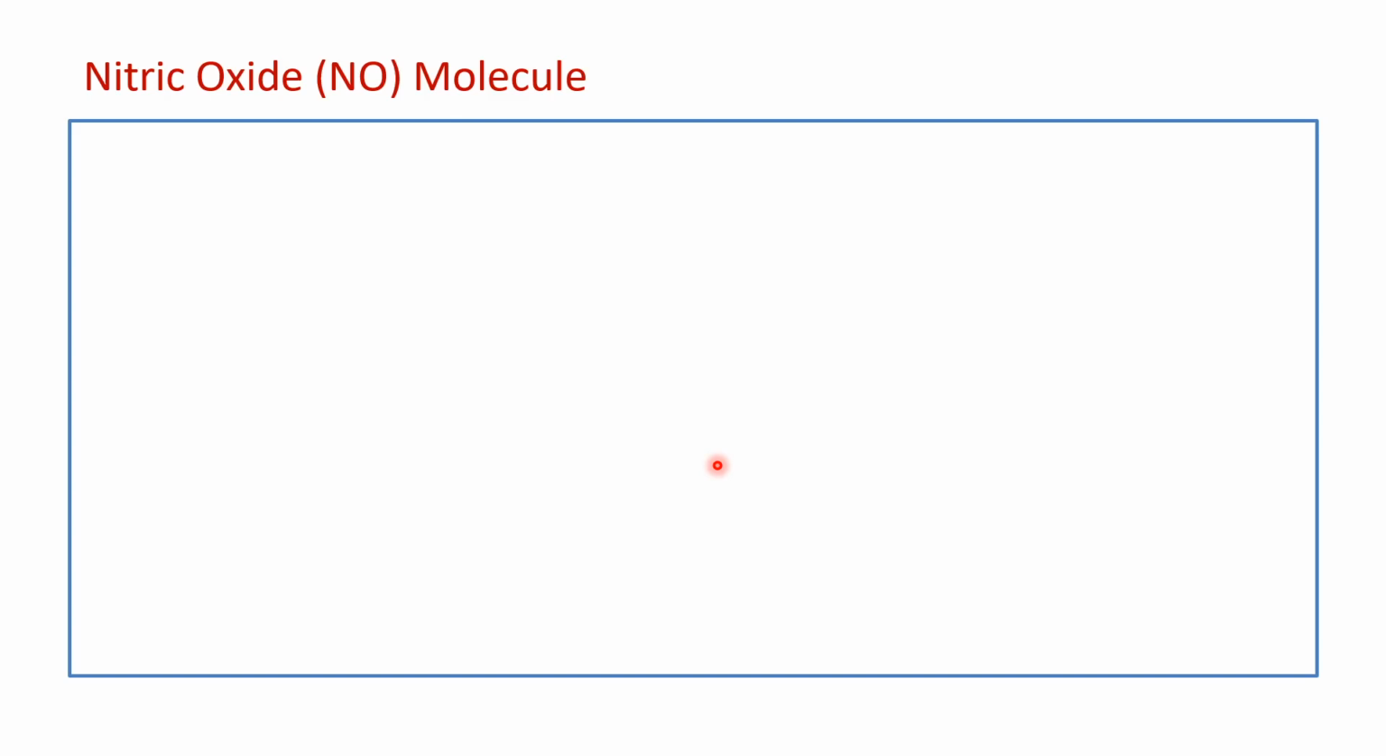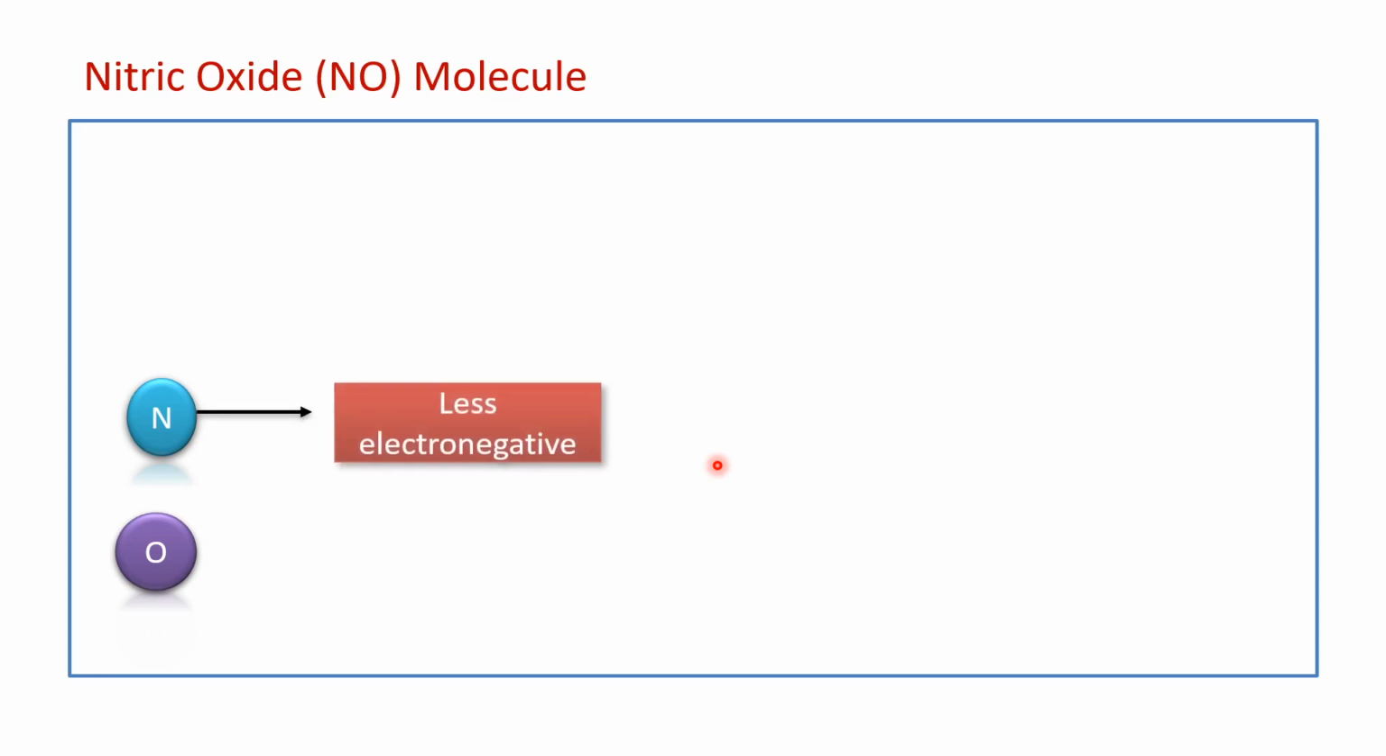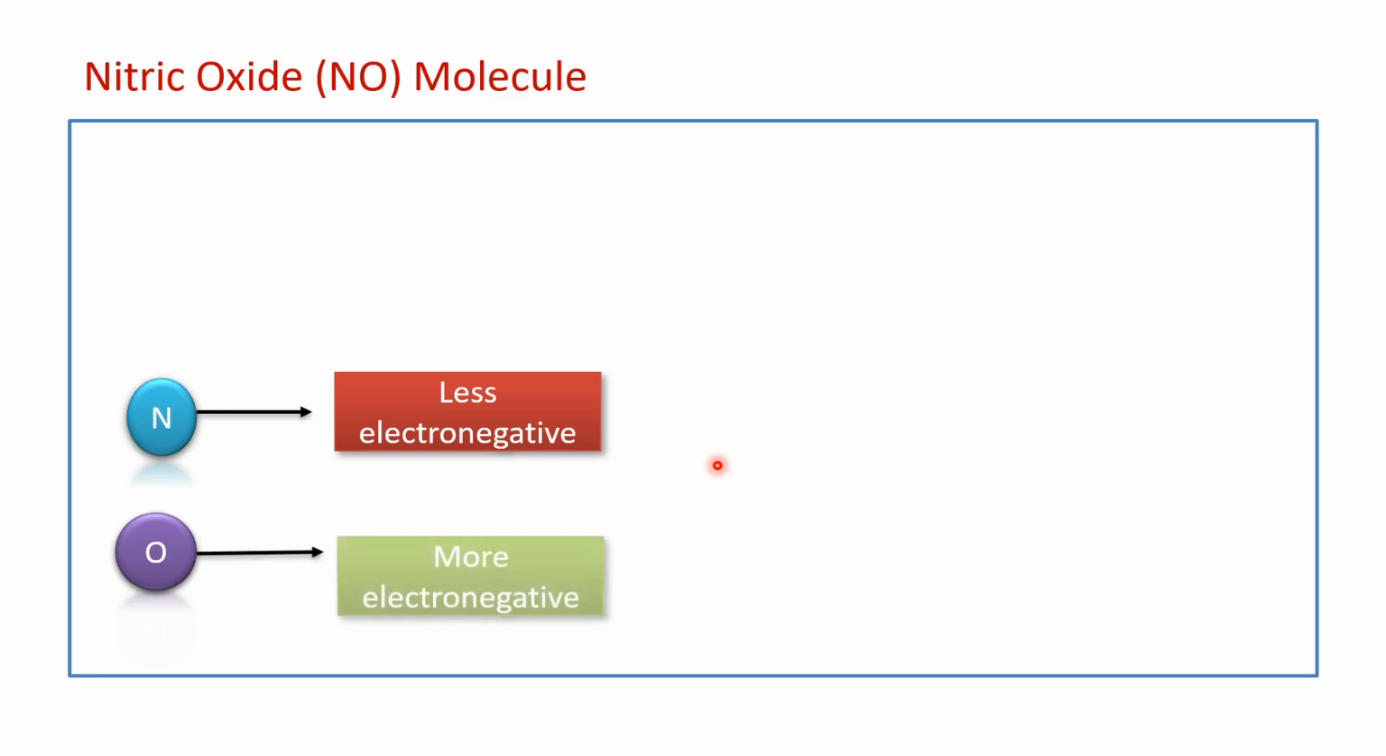So let's see this NO molecule. We know that this nitric oxide is a heteronuclear diatomic molecule. Why is it a heteronuclear diatomic molecule? Because it is formed by the combination of two different atoms, and the two different atoms are nitrogen and oxygen. Both these atoms, nitrogen as well as oxygen, are electronegative atoms. But out of these two atoms, one is more electronegative and the other is less electronegative. The nitrogen atom is less electronegative than oxygen, and the oxygen atom is more electronegative than the nitrogen atom.